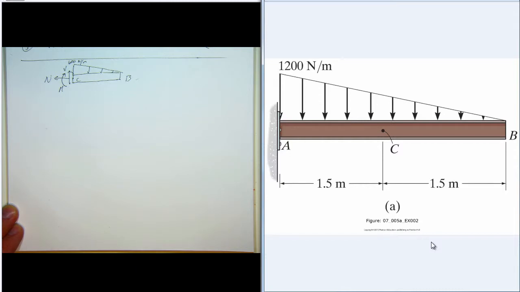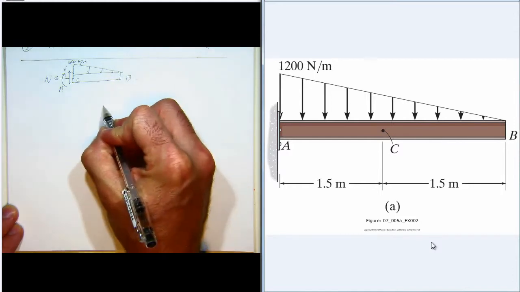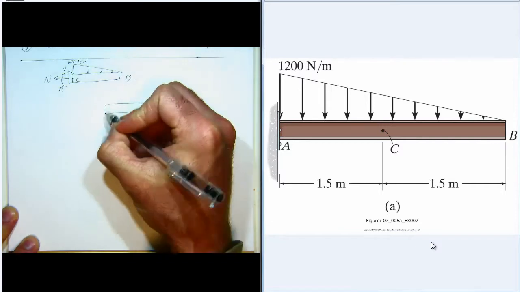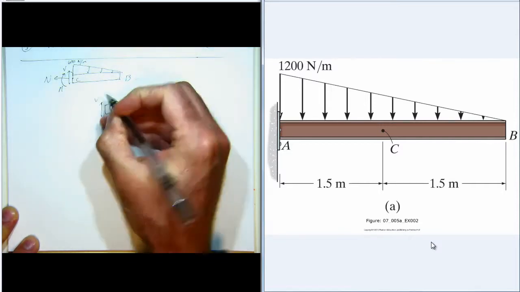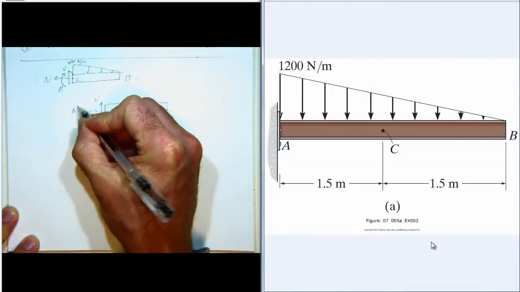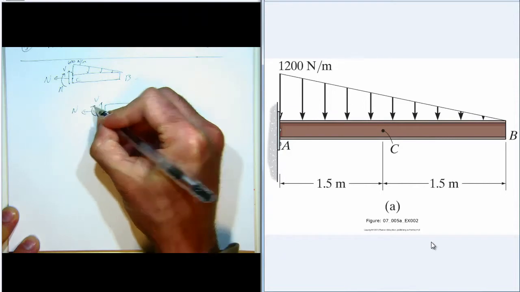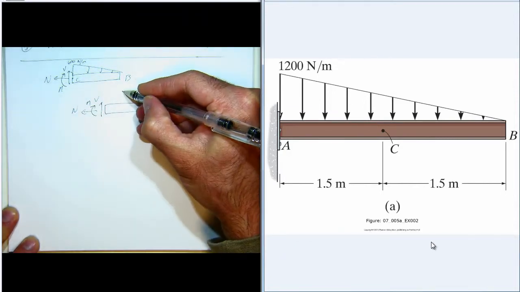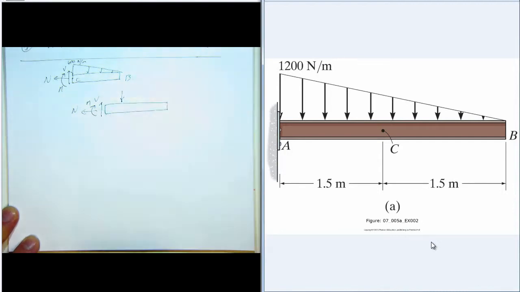So perhaps I should have, okay, now I'll just redraw it as the equivalent force from the distributed load. First, let me draw the internal loadings. There's V, N, and M. And then here's the equivalent force from the distributed loading.